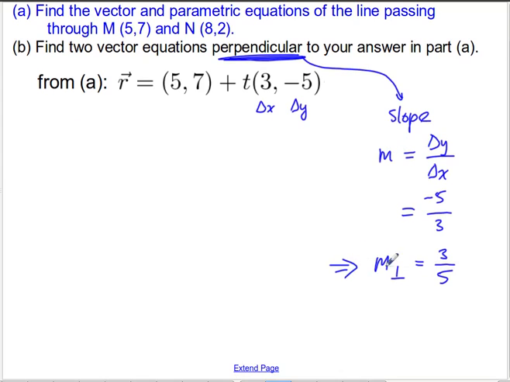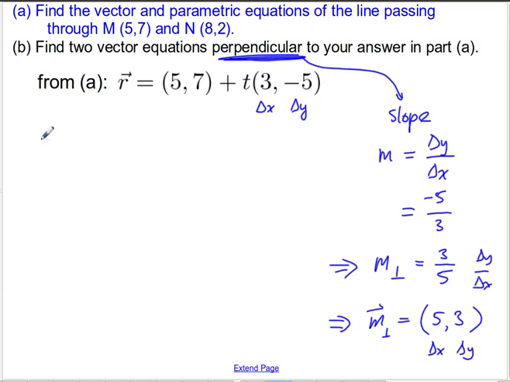So this slope leads me to this perpendicular slope, which leads me to my perpendicular direction vector, and that is going to be equal to, when I write this, don't forget I'm writing this as delta x and delta y. So my change in x is actually equal to 5, and my change in y is equal to 3, because don't forget that's delta y over delta x. So there is my perpendicular slope.